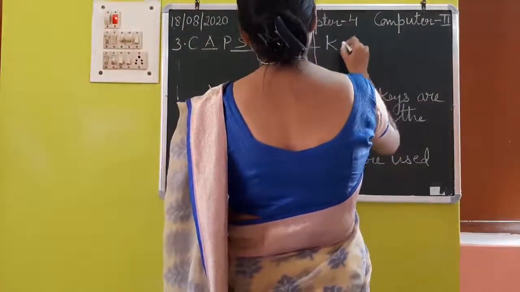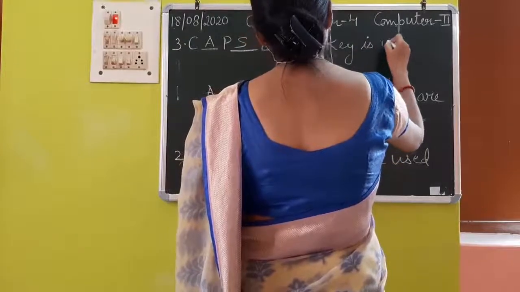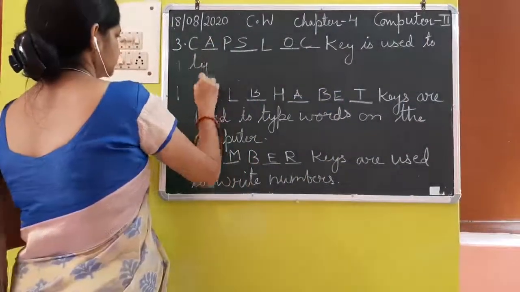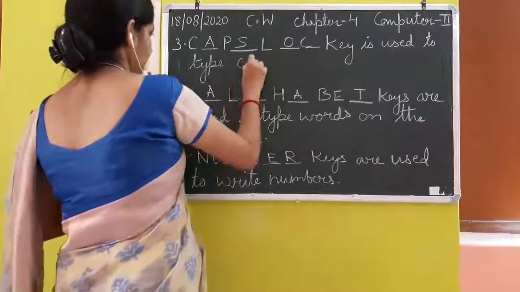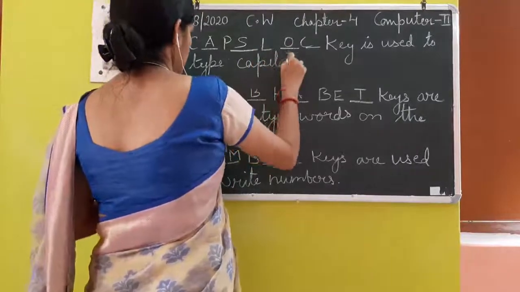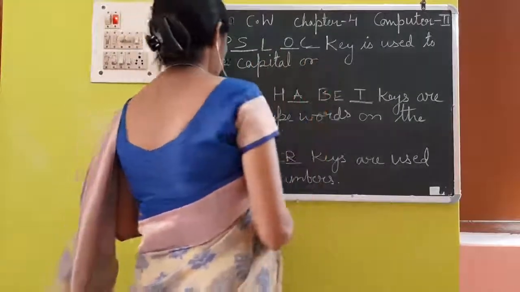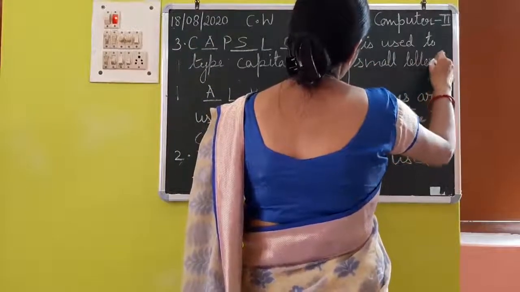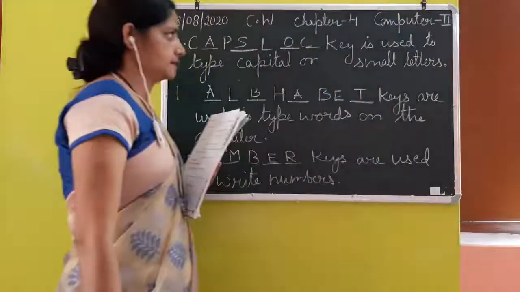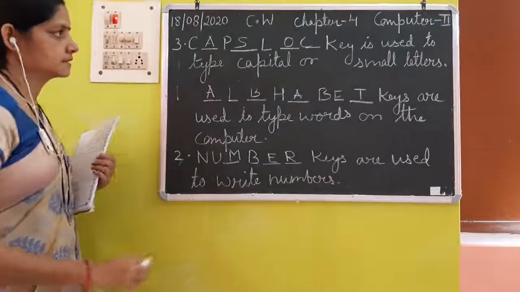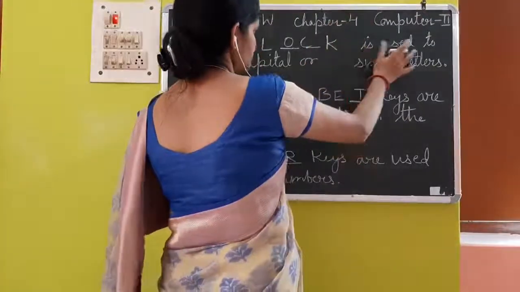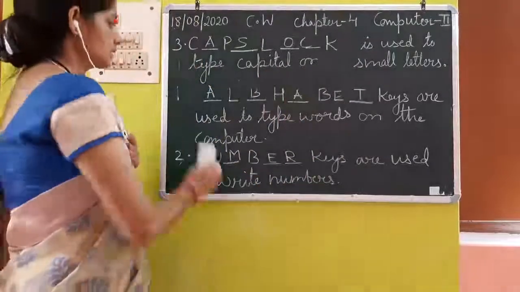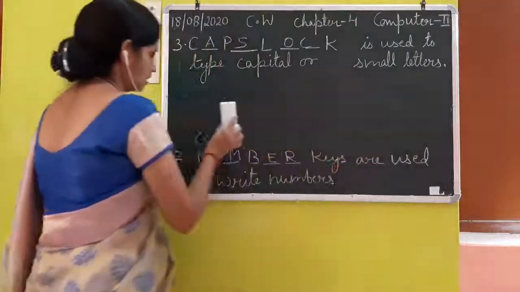Caps lock key is used to type capital or small letters. Capital or small letters. So caps lock is used to type capital or small letters. Caps lock is used to write capital or small letters.